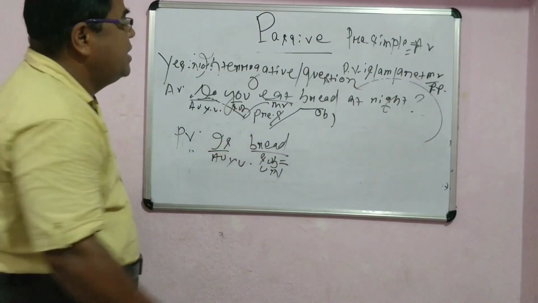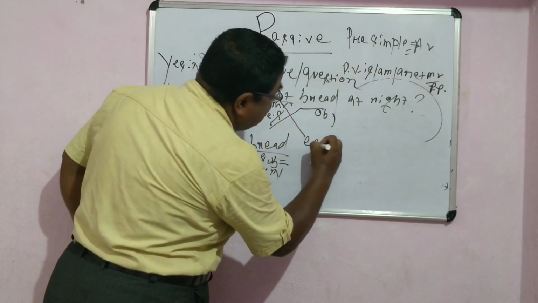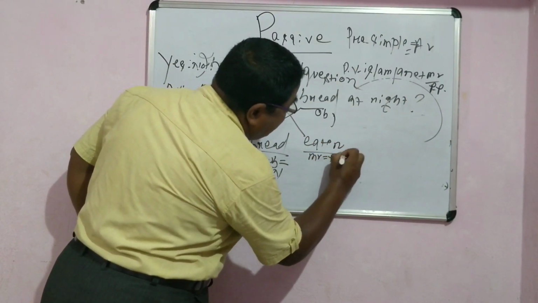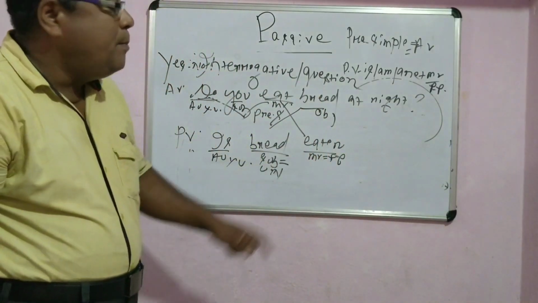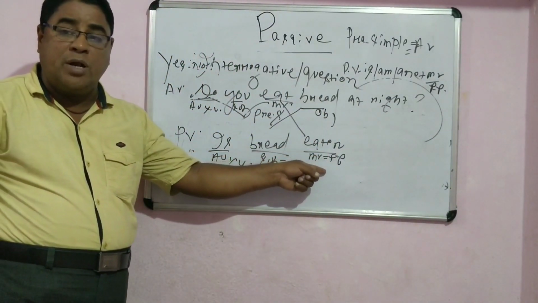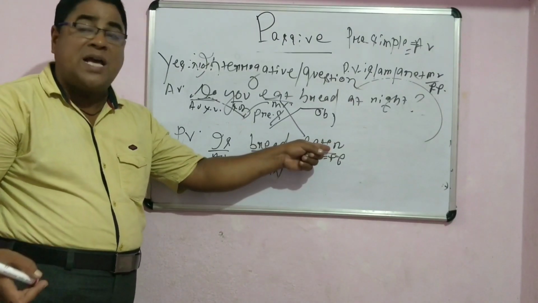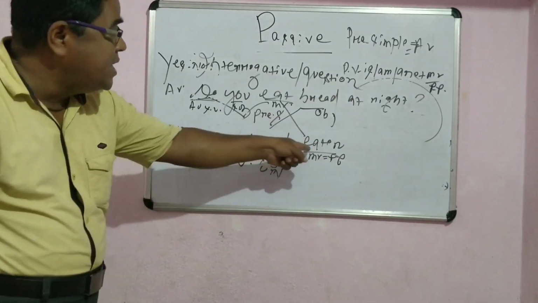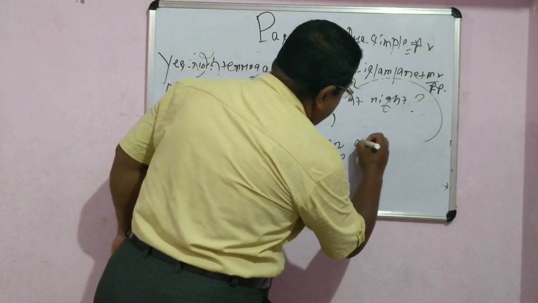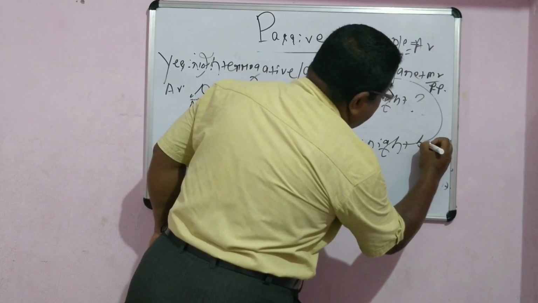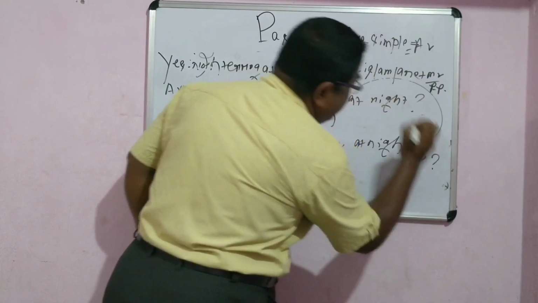So if bread is the subject, then the main verb is changed into the past participle. I have already told you, your eating is the main verb, which is changed to the past participle. What is the past participle? The past participle is the third form of the verb. In the conjugation of verbs, the third form is always the past participle. So, is bread eaten at night by you? Is the bread eaten at night by you? Then put the question mark.